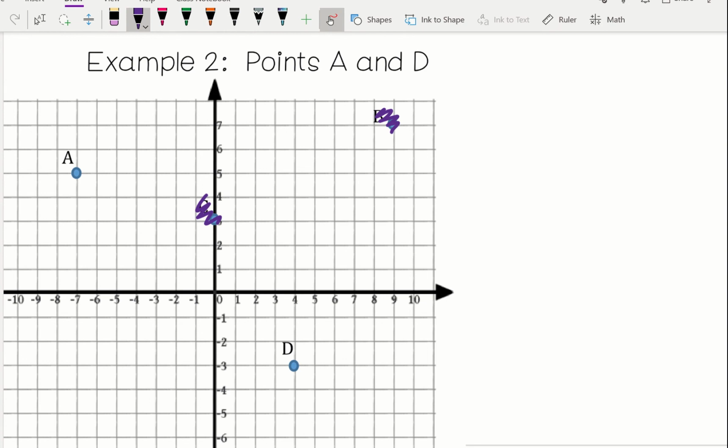Are we still getting this? Yes, you're still looking for distance. That's right.